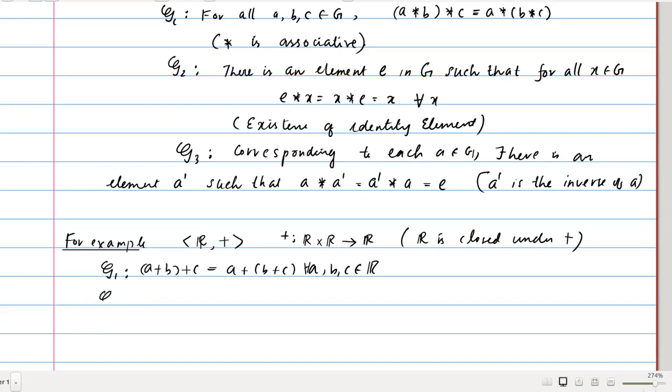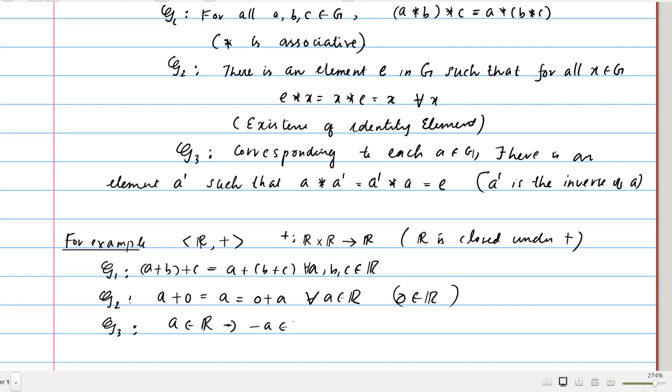The second axiom establishes the existence of the identity element, which is nothing but 0. Here a plus 0 is a, which is equal to 0 plus a for all a belonging to R. Then we can say that 0 is the identity element of R. Since 0 belongs to R, R contains an identity element. For the final axiom, for any a belonging to R, we can get minus a.